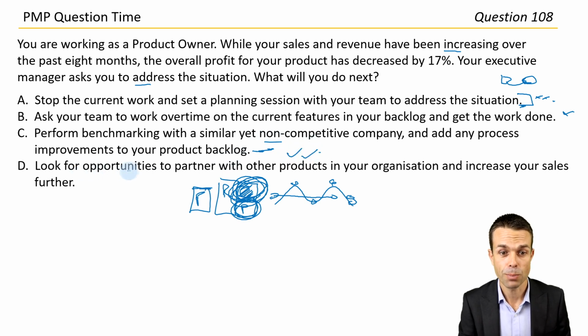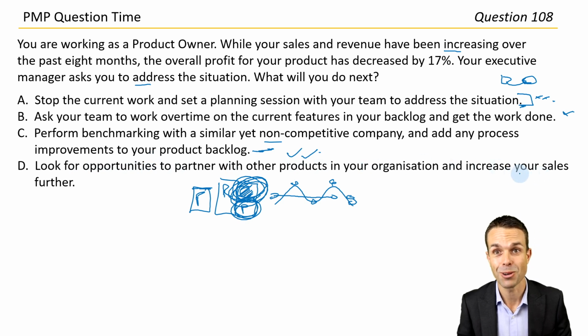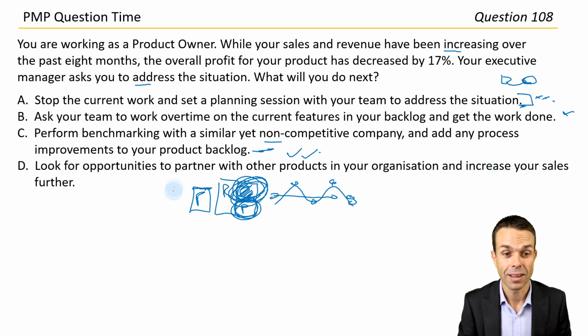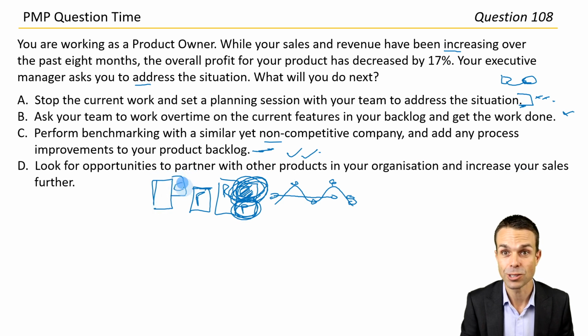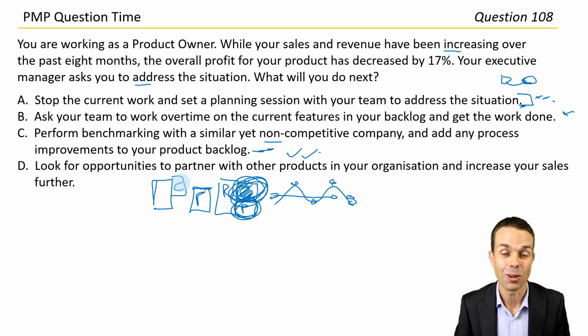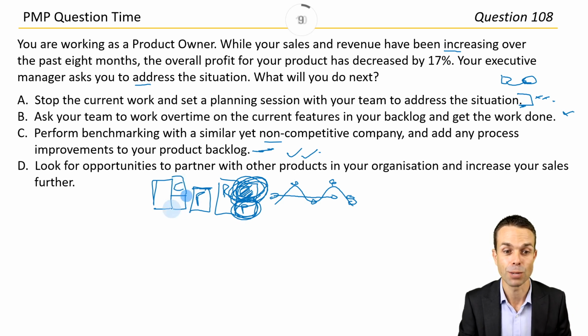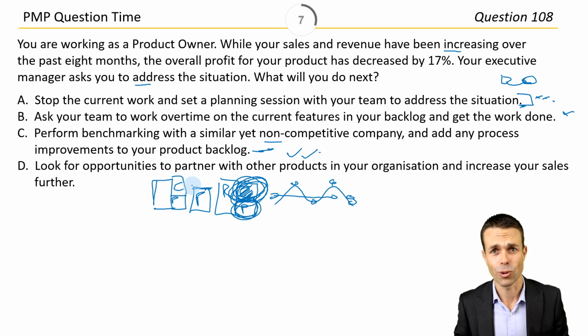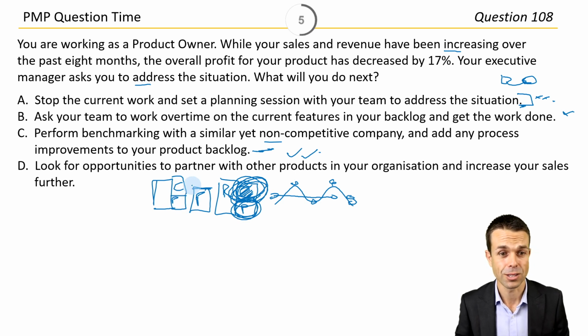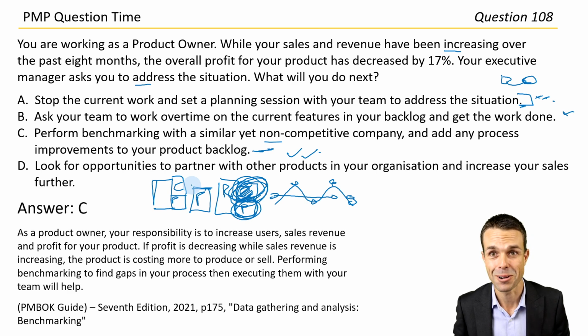Look for opportunities to partner with other products in your organization and increase your sales further. Good example here. If we're increasing our sales further, but we haven't taken care of that cost issue, what's going to happen? We might increase a little bit, but we haven't addressed the root cause. So that profit is still not going to be as high as it could be. This is a great question. Wow, this is a lot of fun, this one. And I think if you guys are on the same page as I am, we're going to go with that answer C. Okay, very nice.